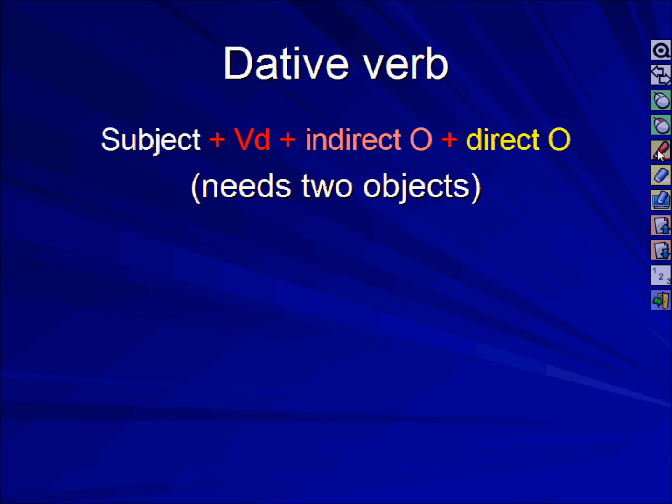Alright, the next category is what we call dative verbs. Now, dative verbs are transitive verbs that need two objects. An indirect object and a direct object. And we will look at an example and I'll explain what indirect and direct objects are. Let's look at the examples.